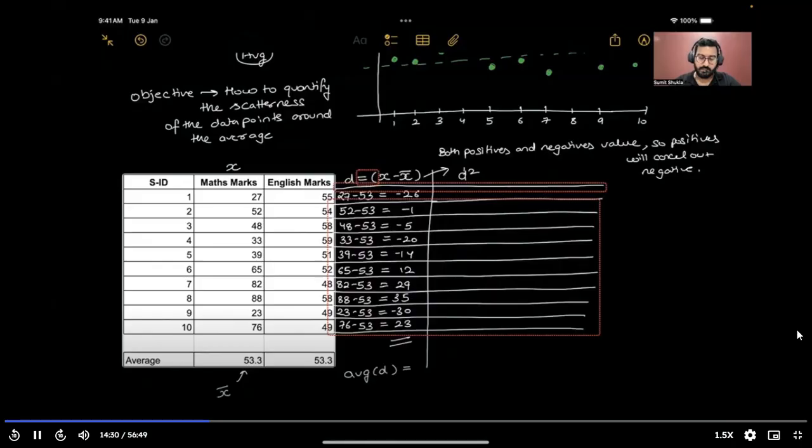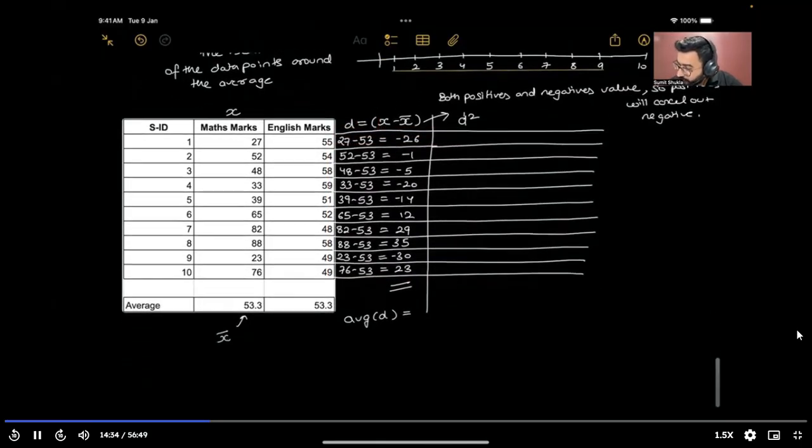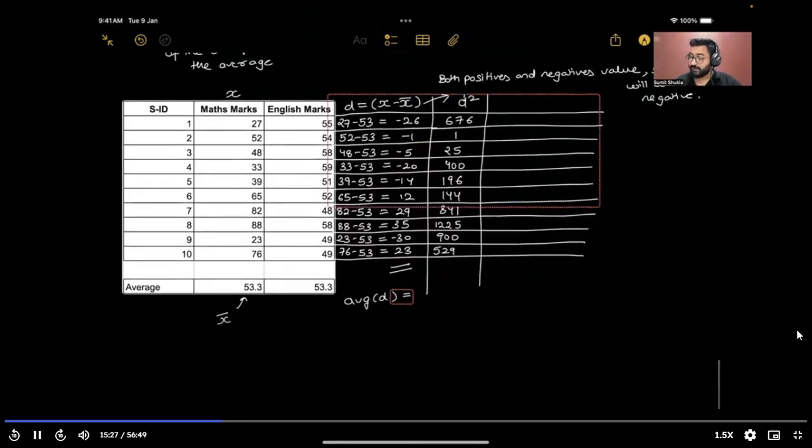So we will find 26 into 26, which is 676. Then 1, then 25. Then 20 into 20, which is 400. Then we have 14 into 14, 196. 12 into 12, 144. 29 into 29, 841. 35 into 35, 1225. 30 into 30, 900. Finally, 23 into 23, 529. Now I can take the average of this d square.